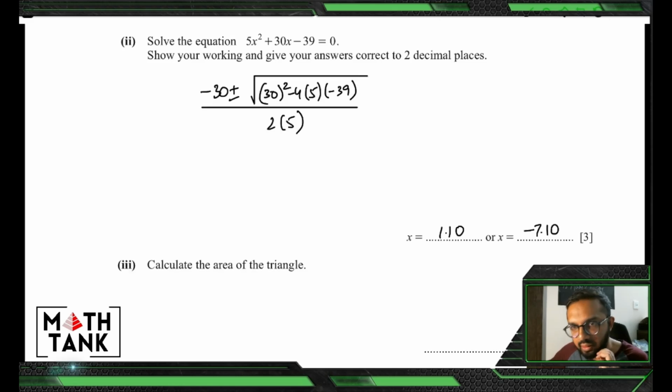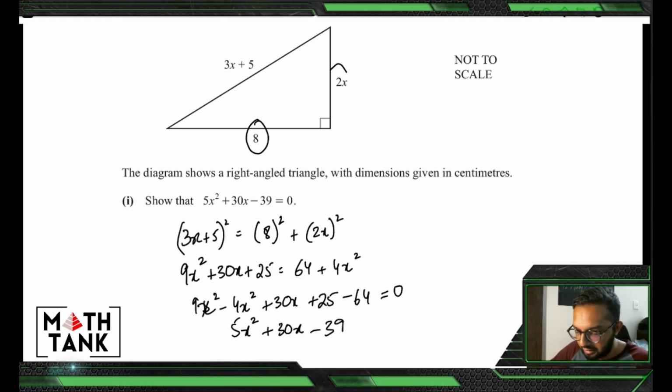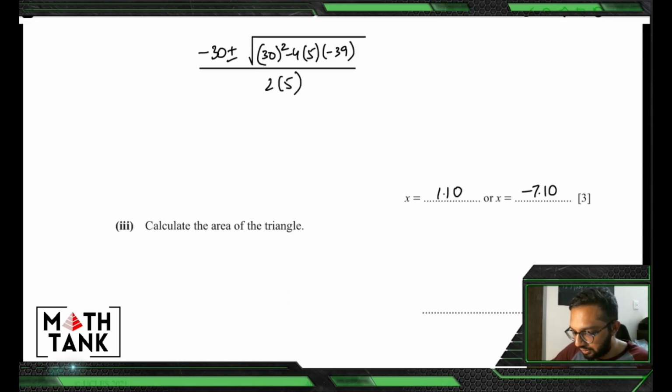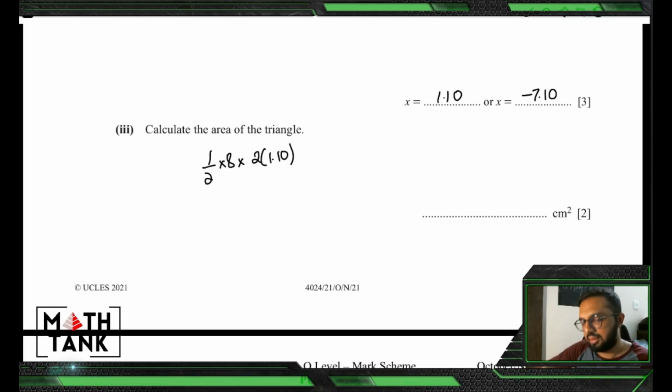Okay, my screen is a little slower. Half into base into height. So the base is 8, the height is 2x. So I'm going to use which value? 1.10. So half 8, 2 into 1.10. Okay, so that's about, I think, 8.8. That's a simple calculation, I think. 2 divided by 2 into 8.